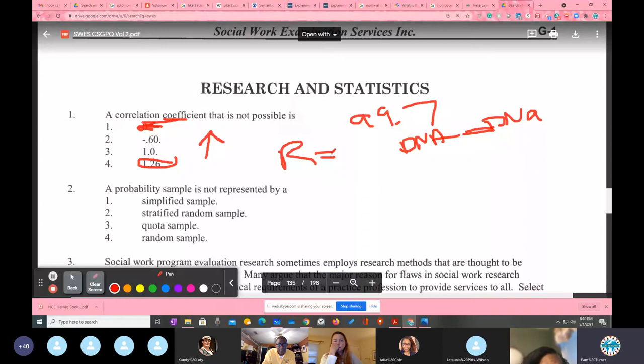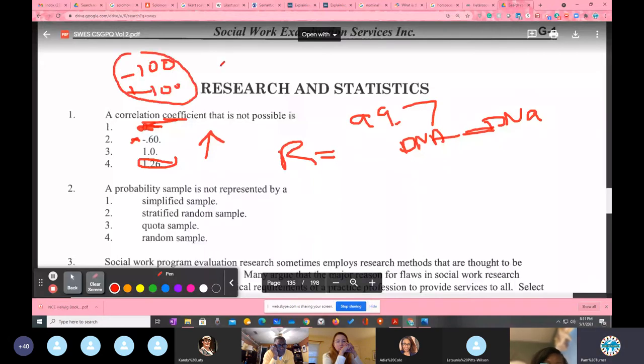Negative 6 is too low. So if I change my 0.1 to 100, right? Just move the decimal point. So 100 is perfect correlation, whether it's negative or positive, right? That is perfect correlation. There can be nothing higher than perfect. However, if 100 is the best, the lowest I will take is 0.70, whether it's negative or positive. It doesn't matter. That is my correlation. Okay.